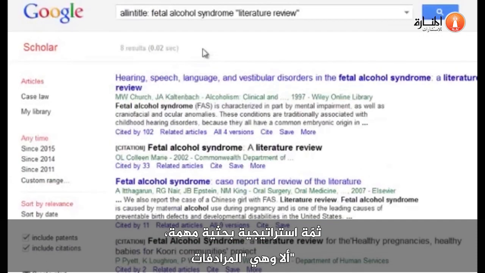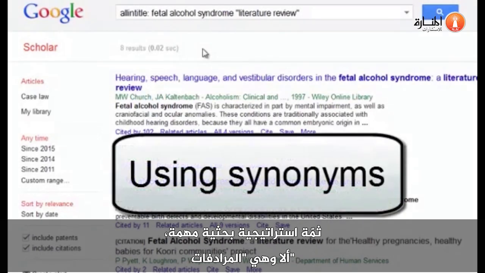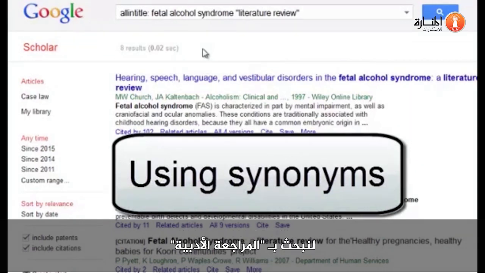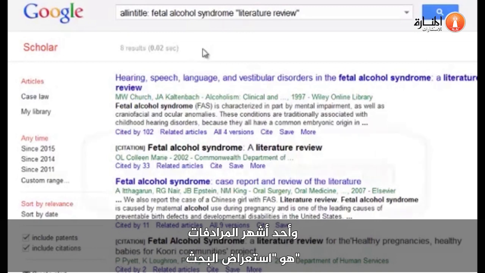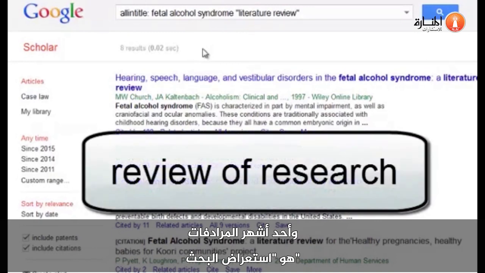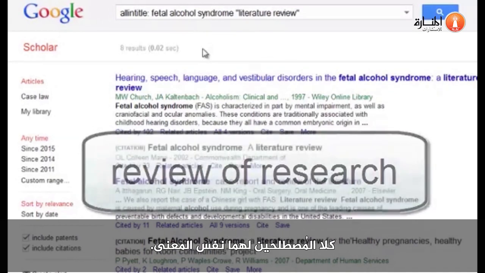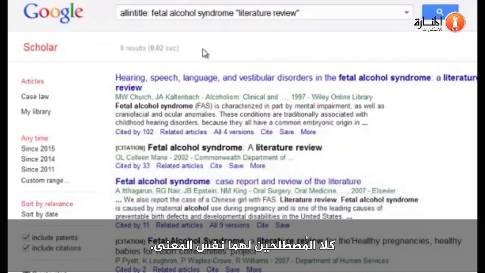Let me take a moment here to highlight an important research strategy, and that is looking at synonyms. Let's look at literature review. Literature review is the most popular term for this concept, but there are other terms that are used. Probably one of the most commonly used synonyms is review of research. Now, a review of research and literature review, that's basically the same concept here.